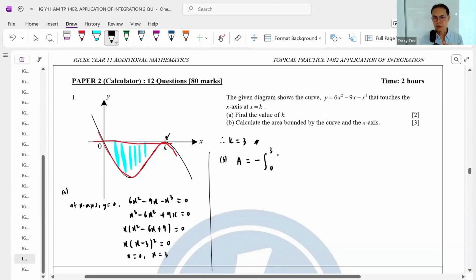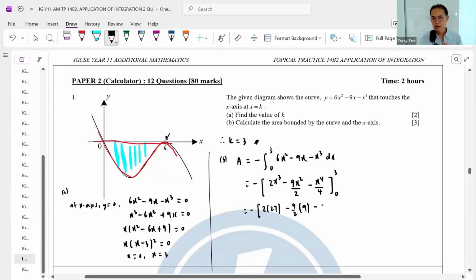Your limit is from 0 to 3, 6x squared minus 9x minus x cubed dx. When I integrate, I like to do it a bit faster. I copy x, increase the power by 1, 3, 6 divided by 3 is 2. This is 9, copy x, increase the power by 1, 2, divide by the increased power 2. This is x to the power 4, divided by the increased power, from 0 to 3. So let's put inside. This is 2, 3 to the power 3, 27, 9 over 2, 3 to the power 2 is 9, 3 to the power 4, 81, minus 0.